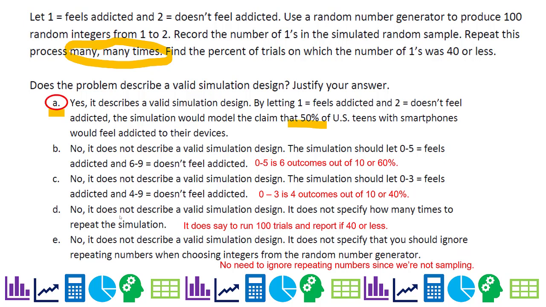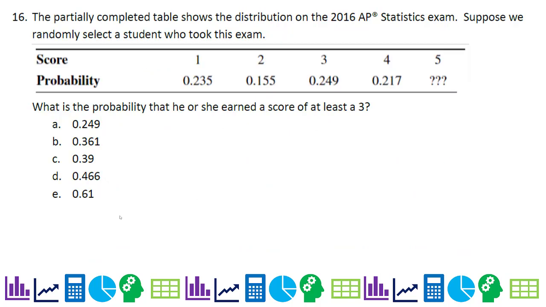And then last but not least, the partially completed table shows the distribution on the 2016 AP Statistics exam. Suppose we randomly selected a student who took this exam. What is the probability that he or she earned a score of at least 3? Our outcomes are 0, 1, 2, 3, 4, 5. First of all, I'm missing a probability up here. Right there, I'm missing that puppy.